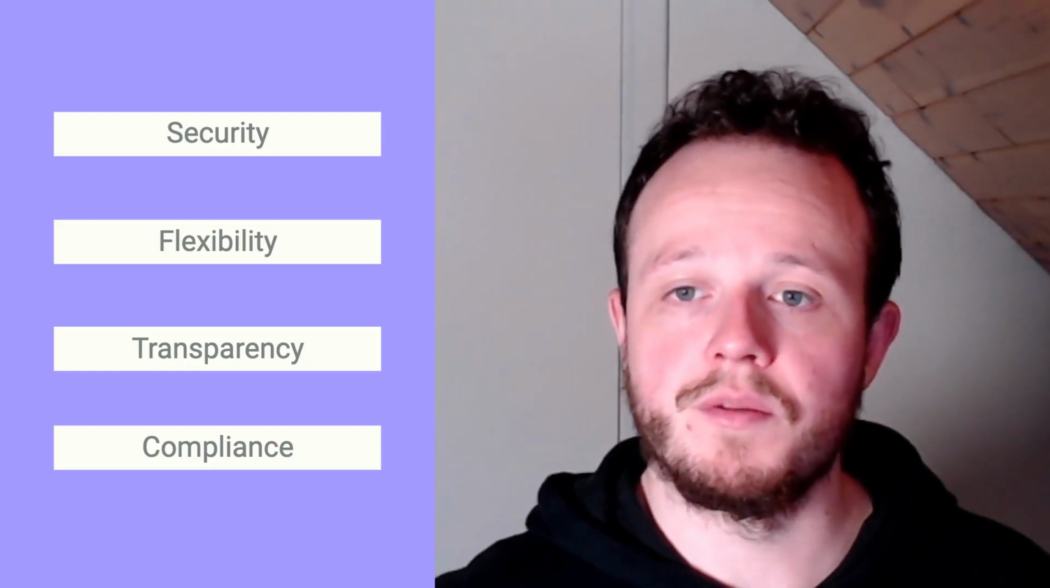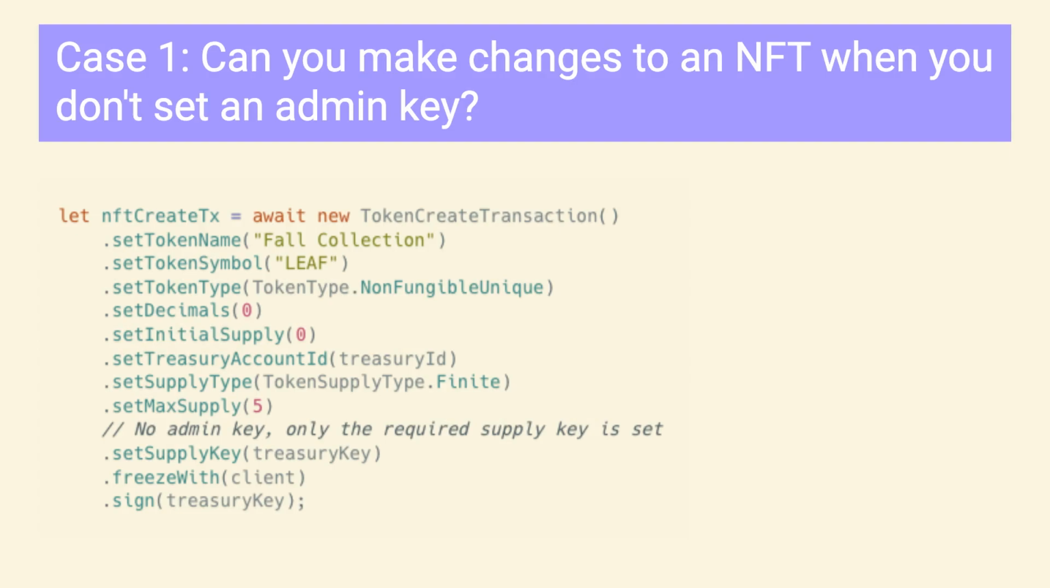Next, let's take a look at a couple of NFT test cases you want to learn more about. So the first case explores if you can make changes to an NFT when you don't set an admin key. So it's not possible to make changes when you don't set an admin key because the token becomes immutable. And when this happens, it means that you can't update any of the token properties.